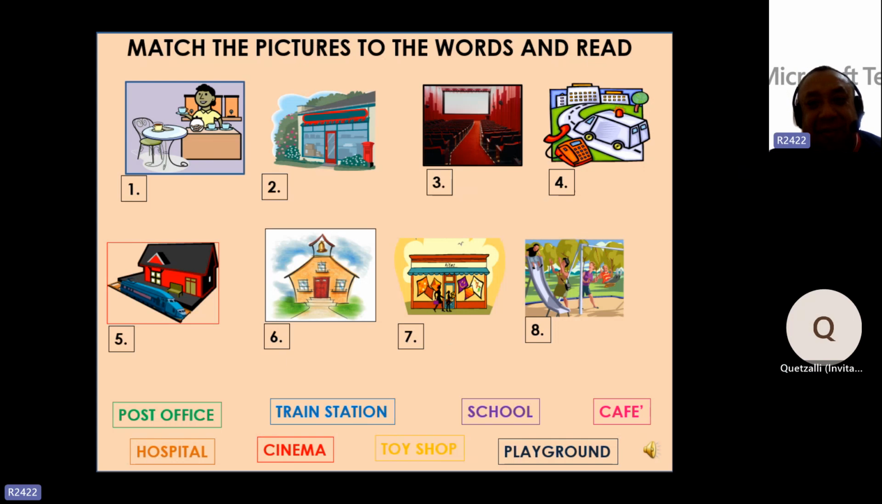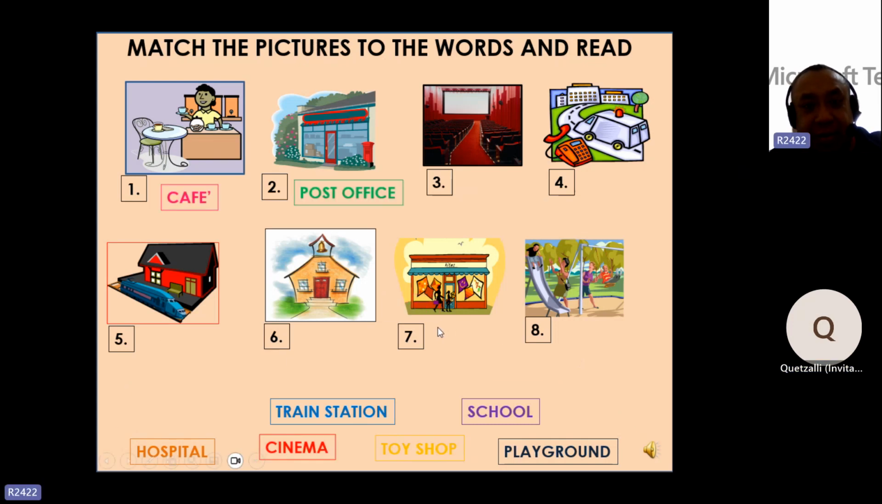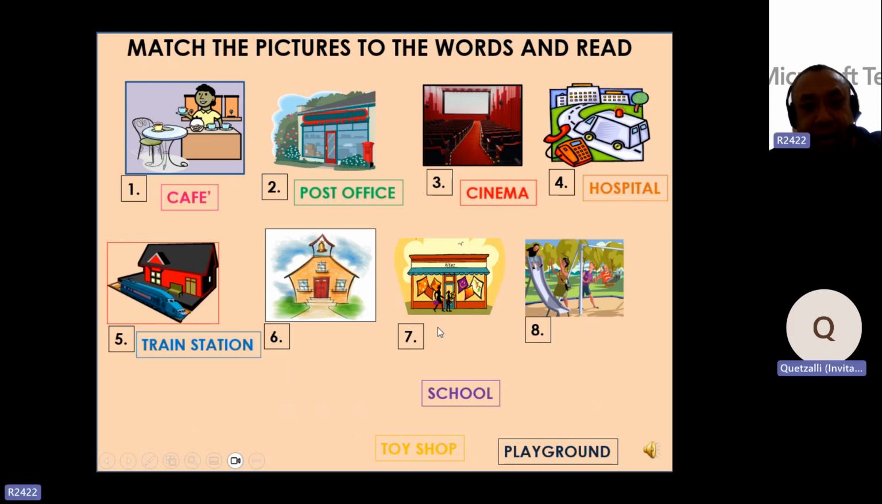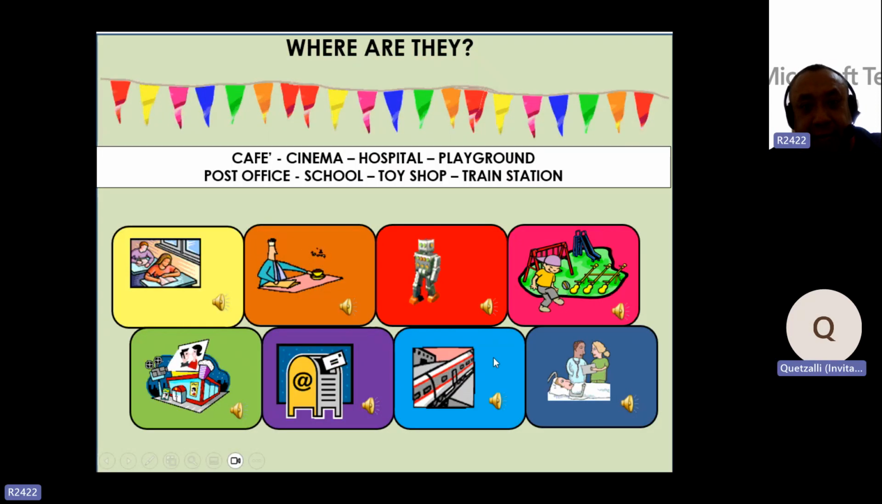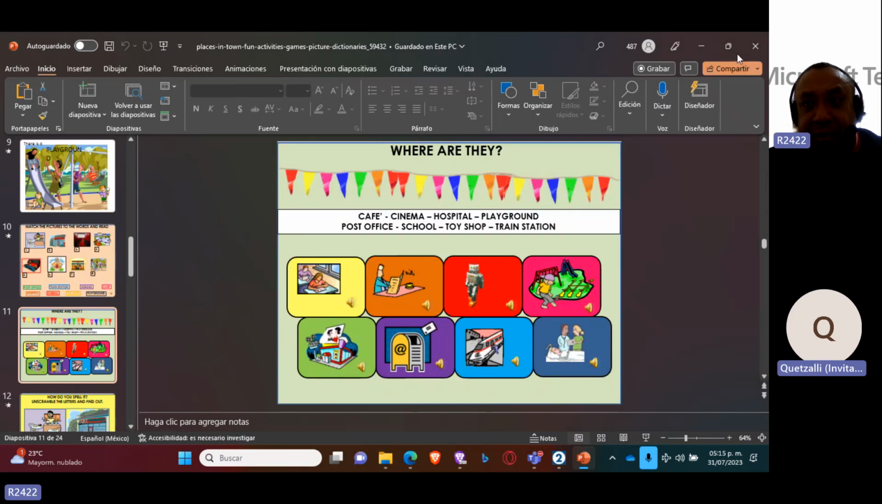Esa que se dice juguetería. A toy store. A toy store o, mira, también toy shop, ok? Toy shop. Number eight, ¿qué sale? A playground. Very good. Excelente. Good, good, good. Ok. Mira, ahí está. Very good. Ok. Vamos a ver otros más.